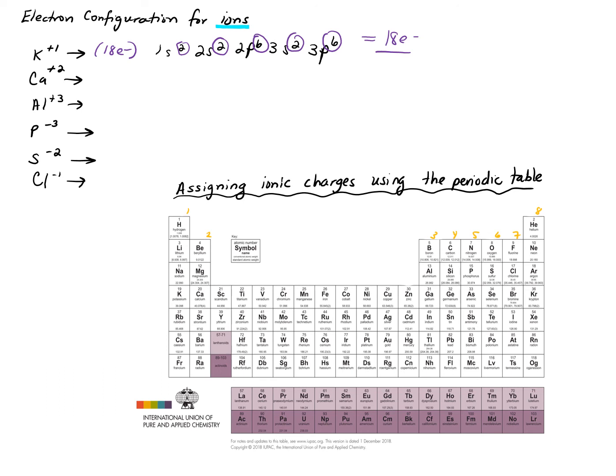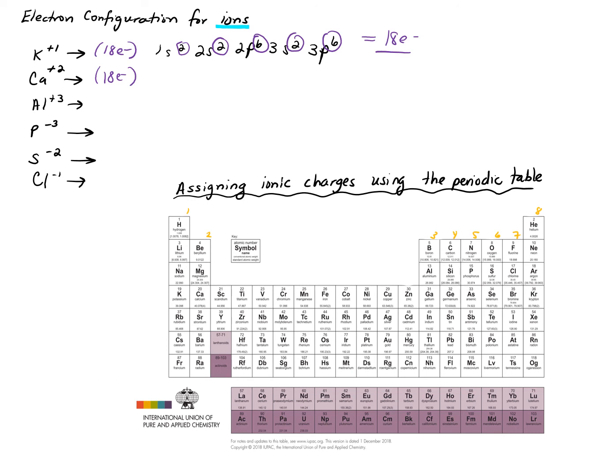The second one is calcium. Again, the neutral element calcium has an atomic number of 20. You have 20 protons, 20 electrons. The charge of +2 is telling you that it's losing 2 electrons. So now you don't have 20 electrons, you will have a total of 18 electrons again. You can write down the electron configuration for calcium +2, and it will be exactly the same as the one for the ion of potassium with a charge of +1.